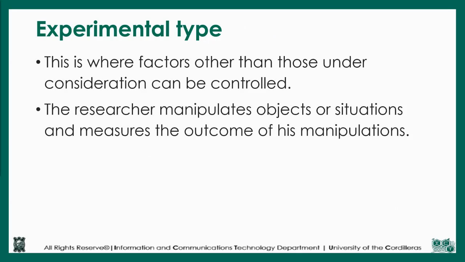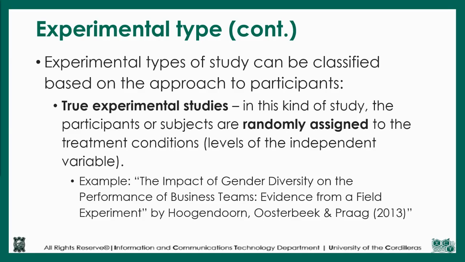Let's move on now to the experimental type. Experimental type, as the name suggests, makes use of experiments. This is where factors other than those under consideration are being controlled. So here, the researcher can manipulate the objects or situations and measure the outcome of their manipulations, how the situation changes if you change factors in your study.